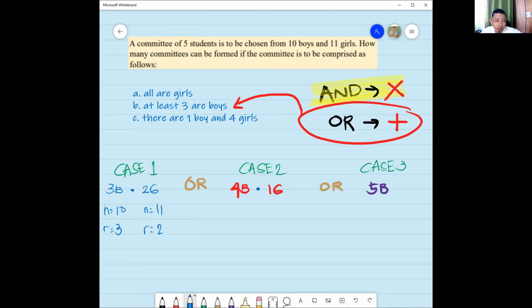Dito, 4 boys. We will have here N is equal to 10, and R is equal to 4. Pagod na kayo dyan. And then we also have here N is equal to 11 and R is equal to 1. Oh no, you will get so tired of solving all this. And finally, 5 boys. N is equal to 10 and R is equal to 5.